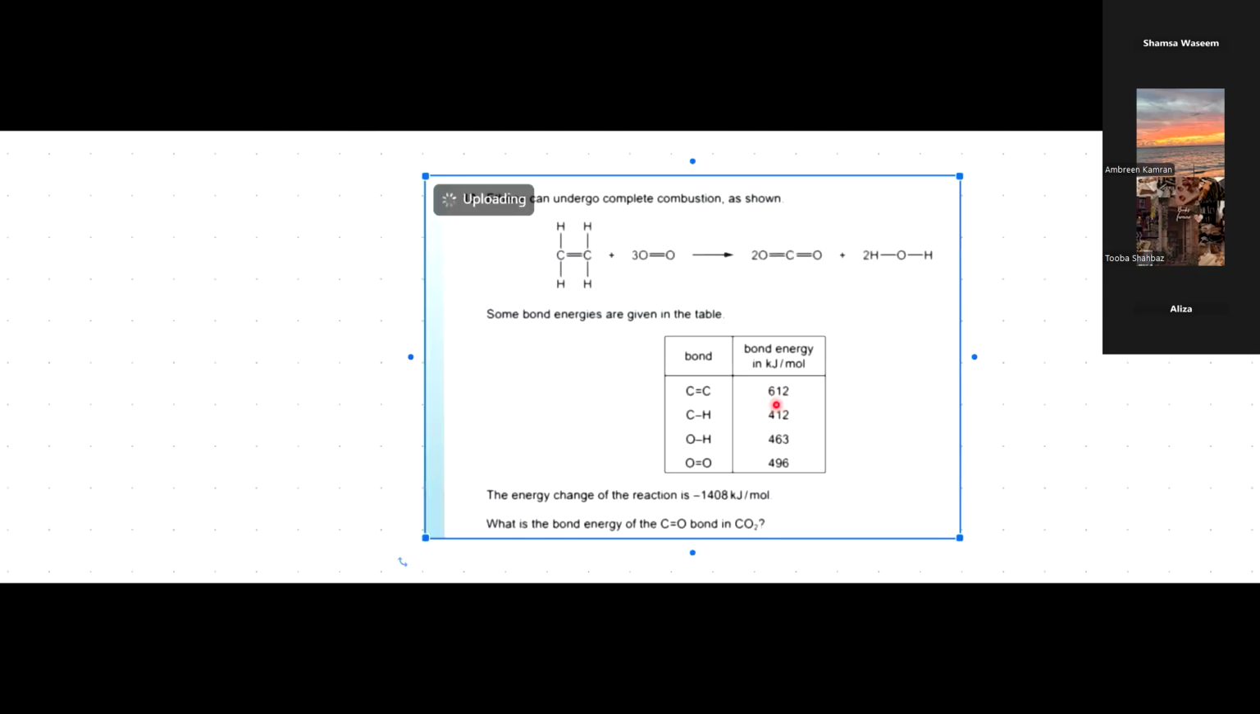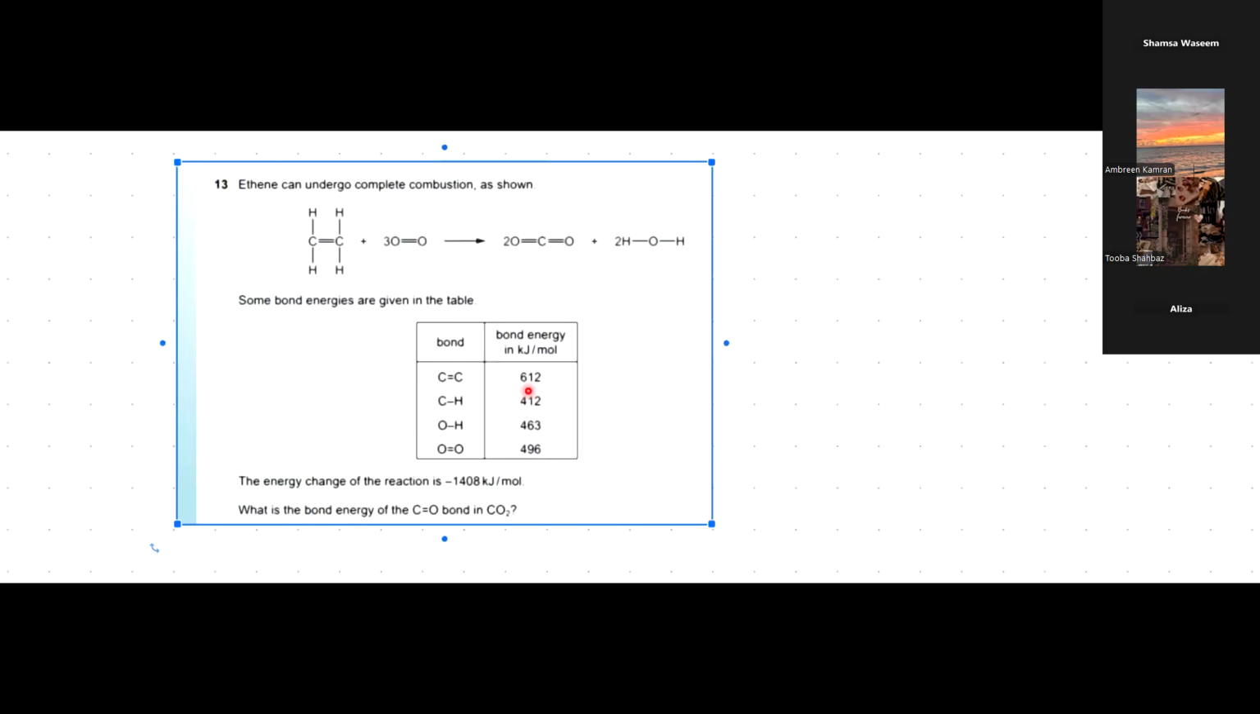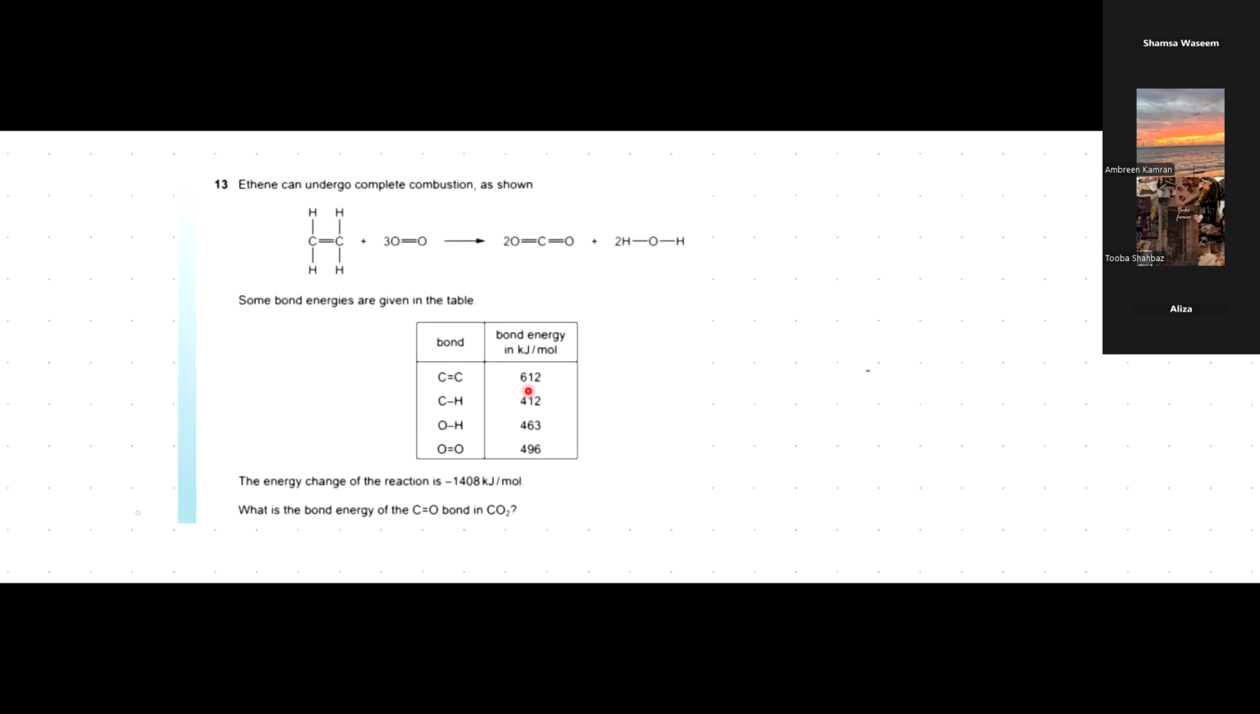Now here, we are going to calculate energy absorbed. So there are 4 C-H bonds. So 4 multiplied by 412. 1 carbon-carbon double bond, so plus 612. Plus there are going to be 3 oxygen-oxygen double bonds, right? So 3 into 496. Acha, till here, any problem in energy absorbed? No.